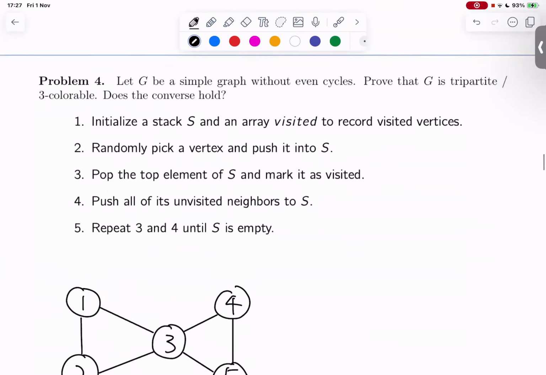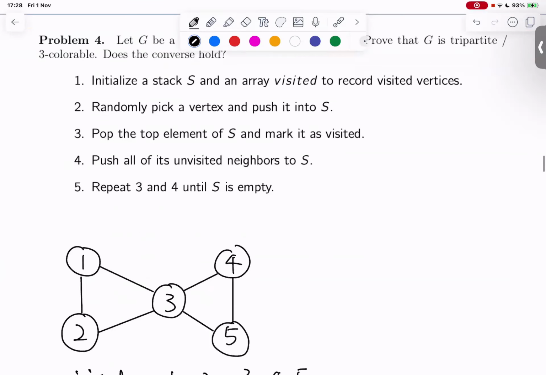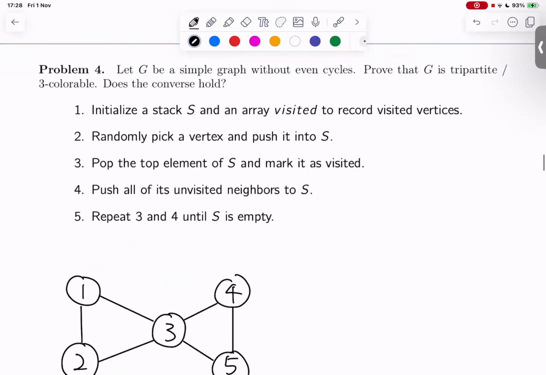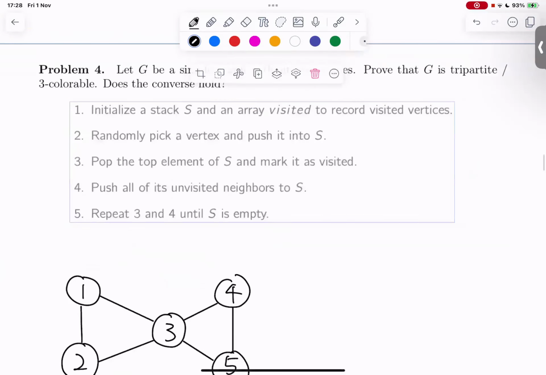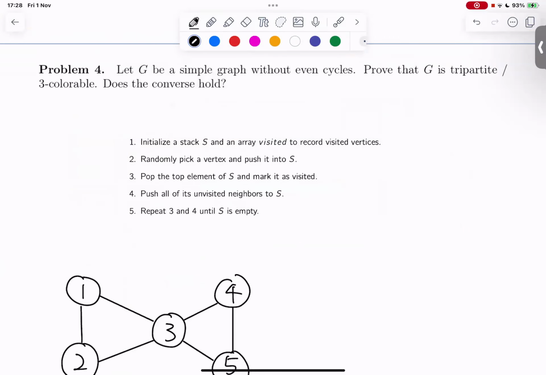And for problem 4, let G be a simple graph without even cycles. We have to prove that G is tripartite, which is equivalent to 3-colorable. If a graph is 3-colorable, it is also tripartite. To do this, I'll first introduce an algorithm called the DFS algorithm.